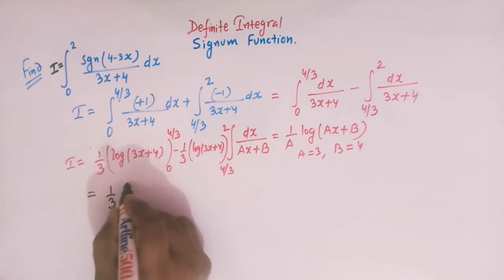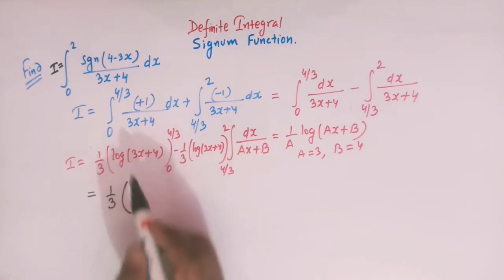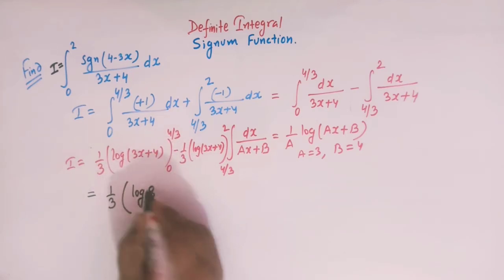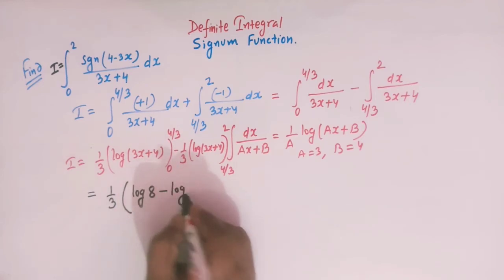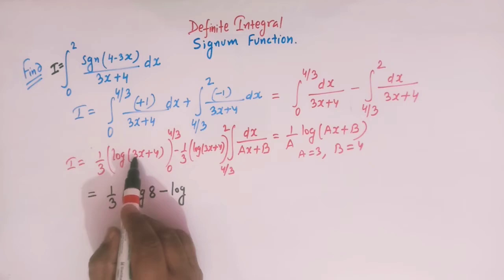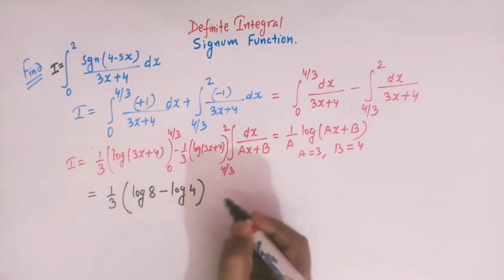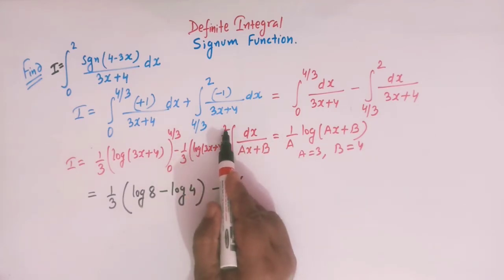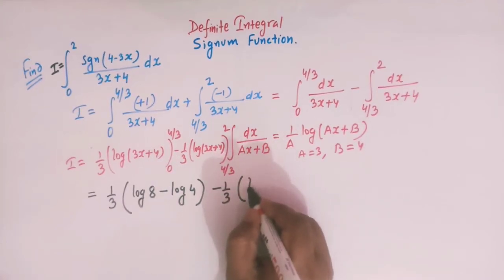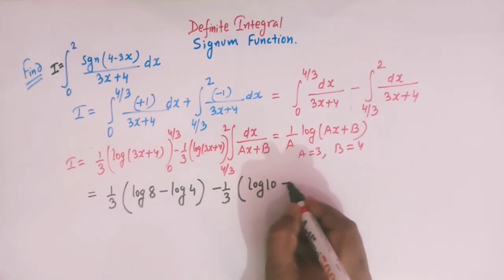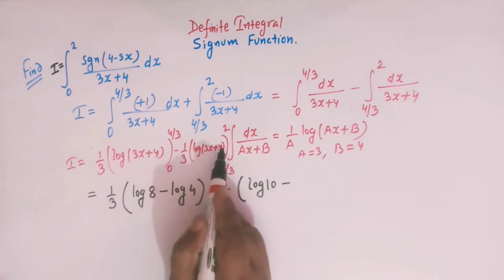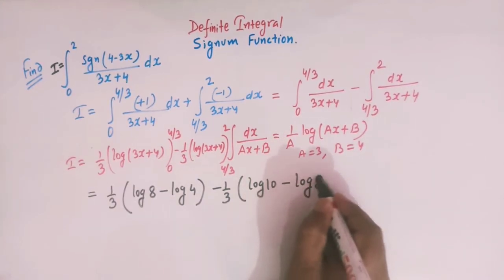So we have 1 over 3, and first we'll take 4 over 3 here. So we have log of 3 times 4 over 3. 3 and 3 get cancelled. So we have 4 plus 4, 8. Minus, then we have 0 here. So this is 0 plus 4. So we have 4 here. And then we have minus 1 over 3. And here we have 2, so 3 2s are 6 plus 4, 10. So this is log of 10 minus, we'll have 4 over 3 here, so 3 and 3 get cancelled, 4 plus 4, 8, so we have log of 8, right?